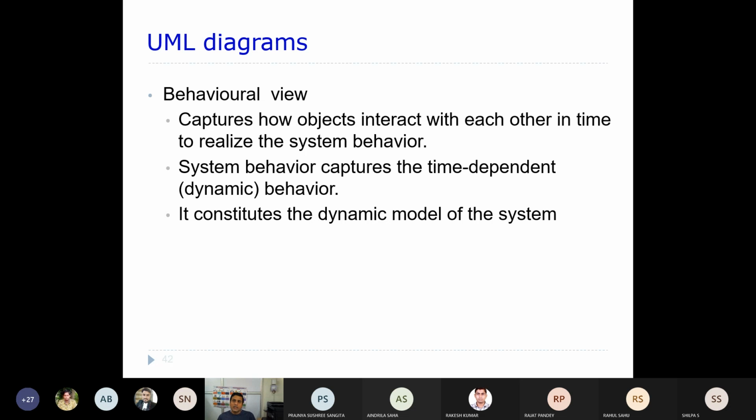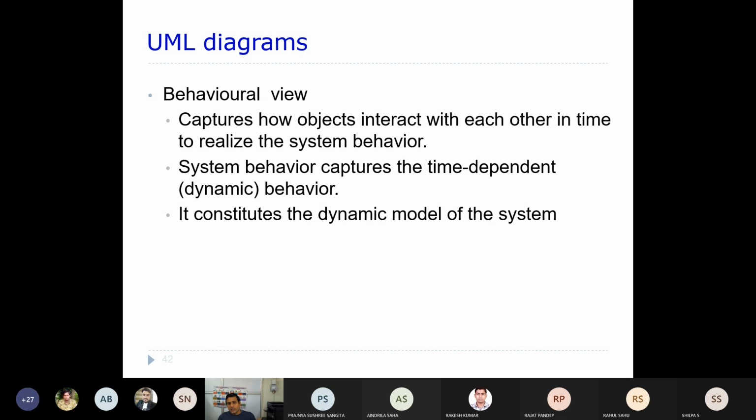We can talk about any objects, any real world system you can see, where certain objects will be interacting with each other to accomplish a particular task. If you wanted to capture this behavior, that will be captured only through behavioral diagrams. The system behavior captures the time dependent behavior, so at different points of time, how that particular object is going to react to a particular activity. That is what we are going to capture. So it constitutes the dynamic model of the system.